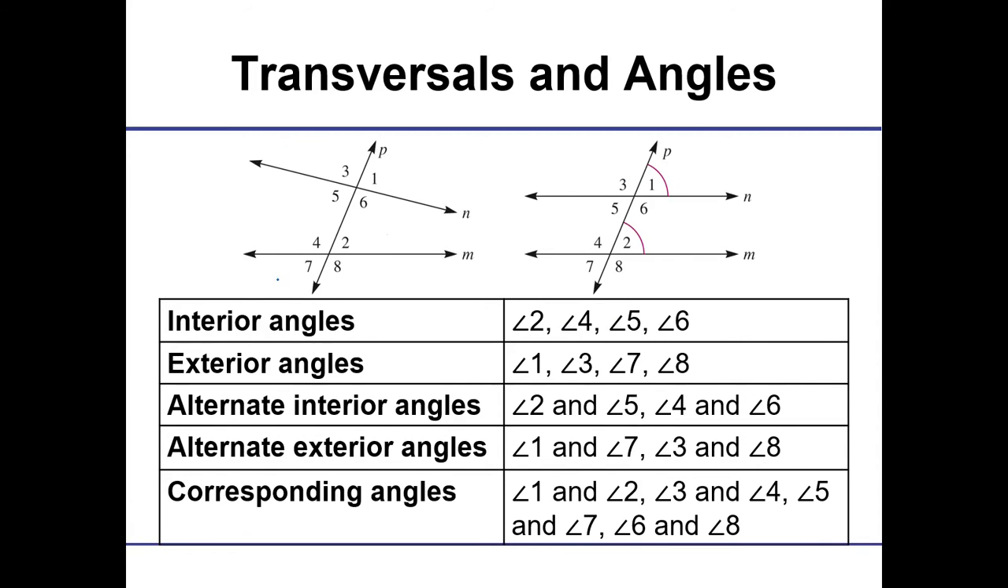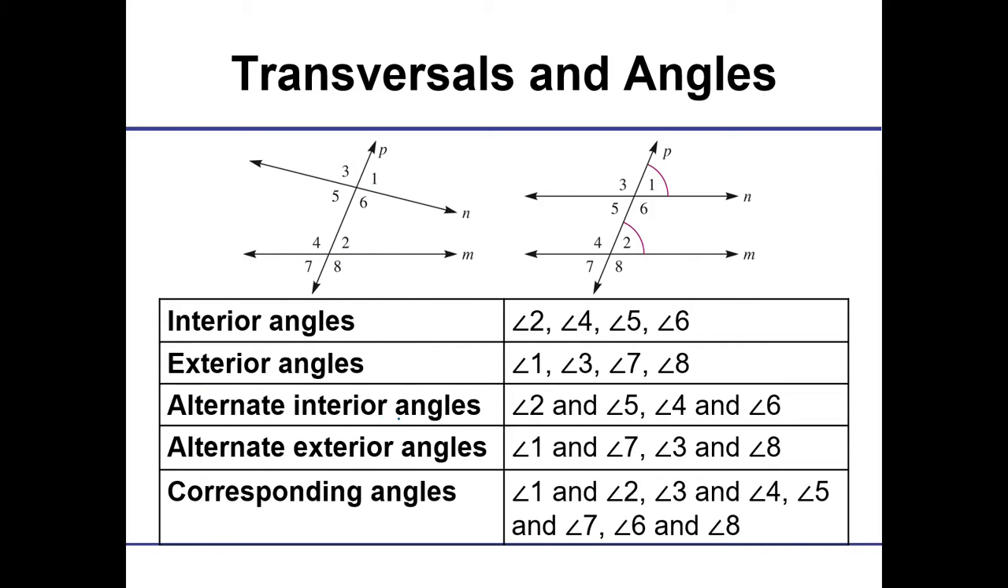Line N and line M are cut by a transversal line P. Angles 5, 6, 4, and 2 occur in between line M and line N, so they're known as interior angles. Angles 3, 1, 7, and 8 occur outside lines M and N, and they're known as exterior angles.